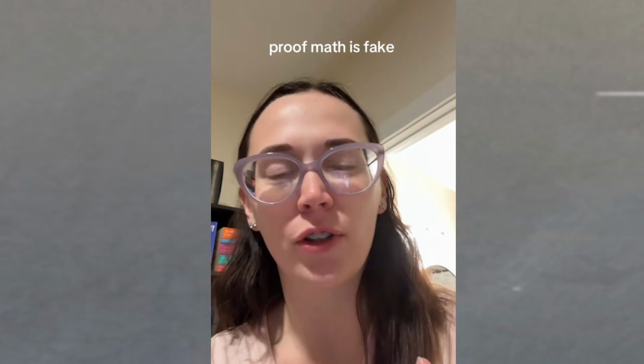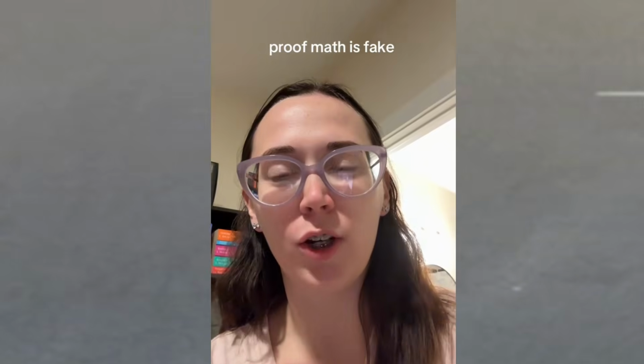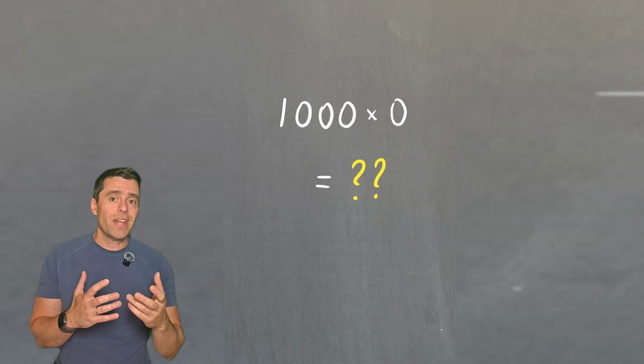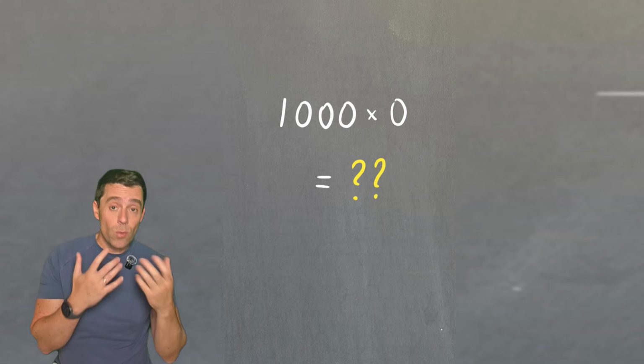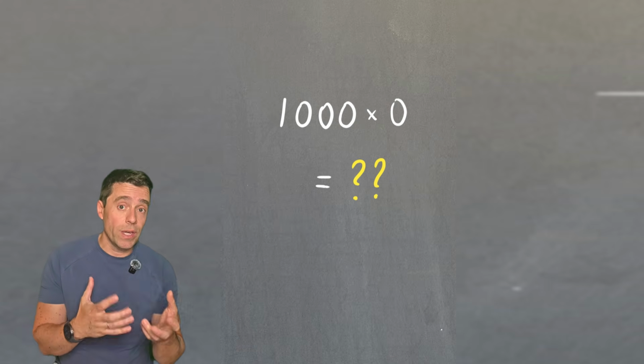There were 1,000 of them. Where did they go? First, it seems that this person has in mind that there are 1,000 objects, and we're going to multiply that quantity by 0 and see what we get.